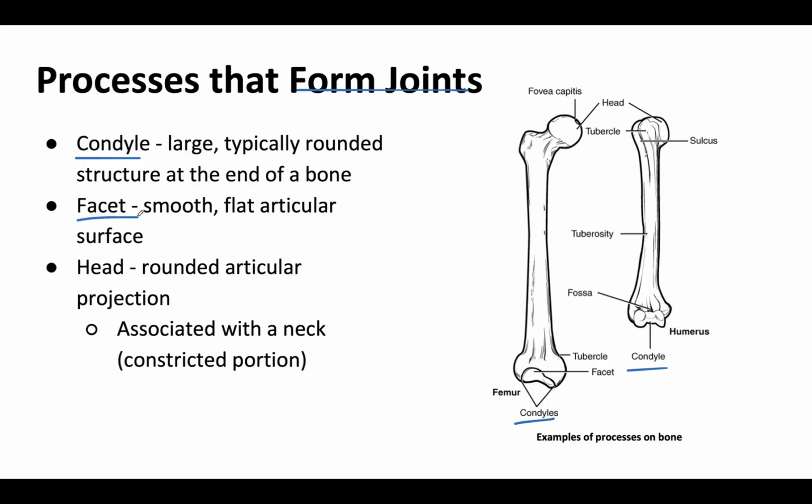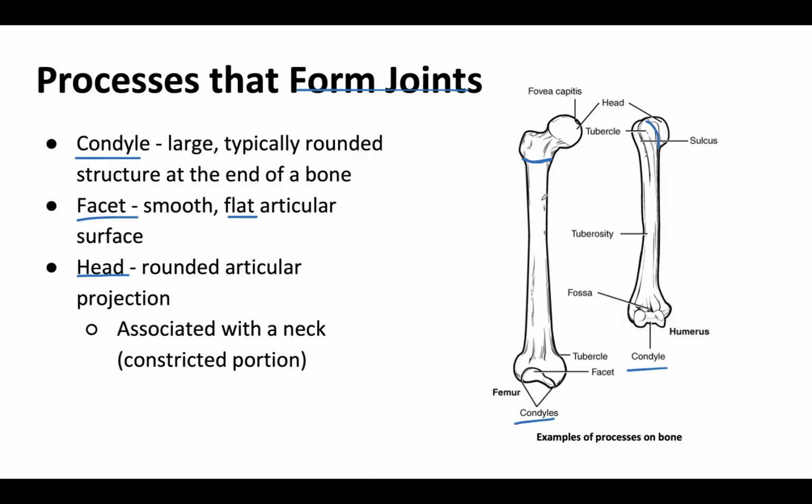A facet is a smooth, importantly flat articular surface. The most clinically relevant facet joints are between neighboring vertebrae. And a head is a rounded articular projection that is in close association with a neck region just distal. And a neck is just going to be a more constricted portion of the bone.